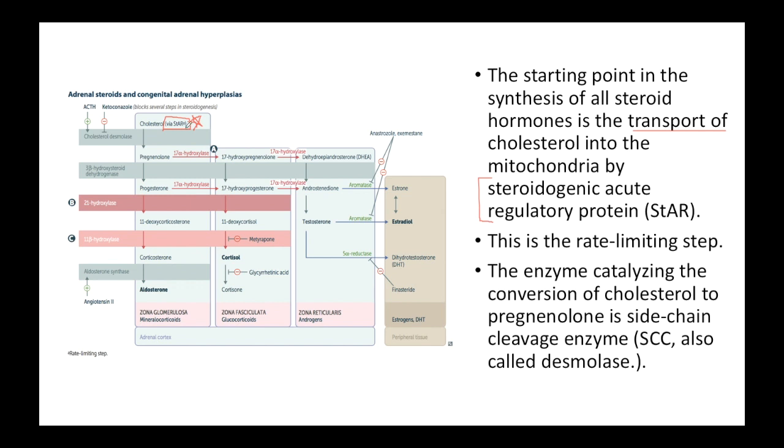And then the conversion of cholesterol to pregnenolone is done by side chain cleavage enzyme, which is also called cholesterol desmolase. So this gets the first two steps started for the rest of our steroid synthesis pathway.